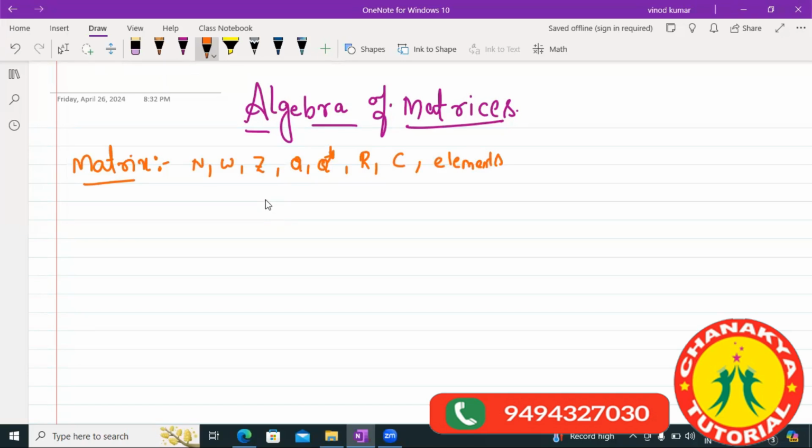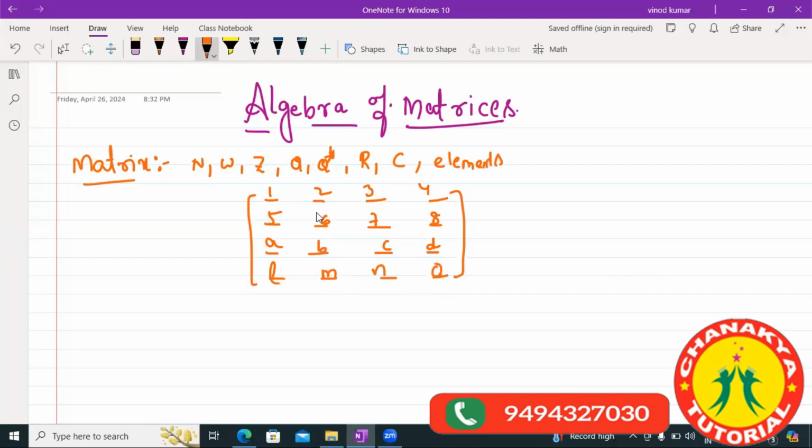Horizontal and vertical means here, in between these brackets, these are all called elements, whatever they may be. Suppose we take 1 2 3 4 5 6 7 8, then a b c d, then l m n o. This is a horizontal shape, and this is a vertical shape. Elements arranged horizontally and vertically in between brackets is nothing but a matrix. A matrix is denoted by a capital letter, that is capital A.